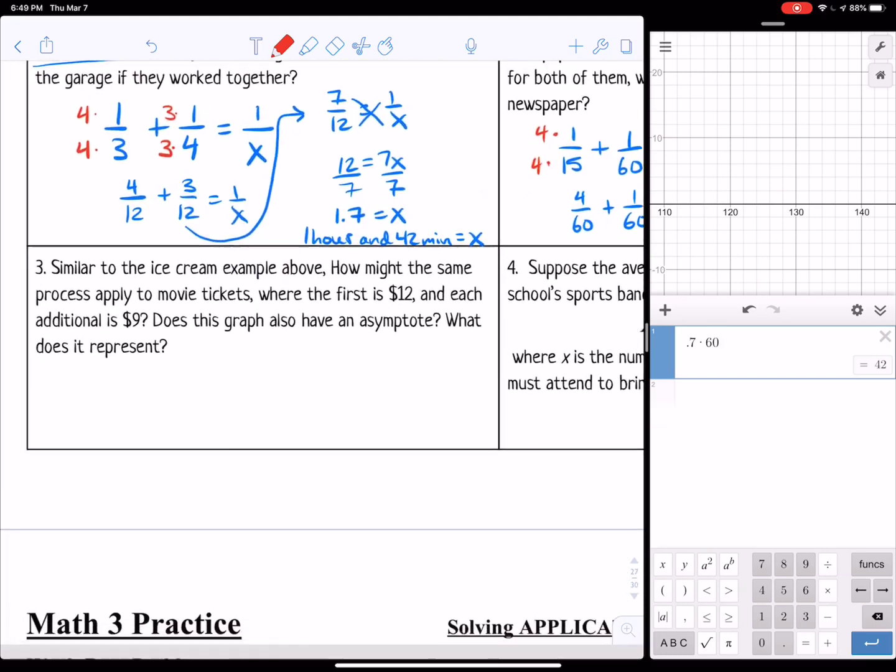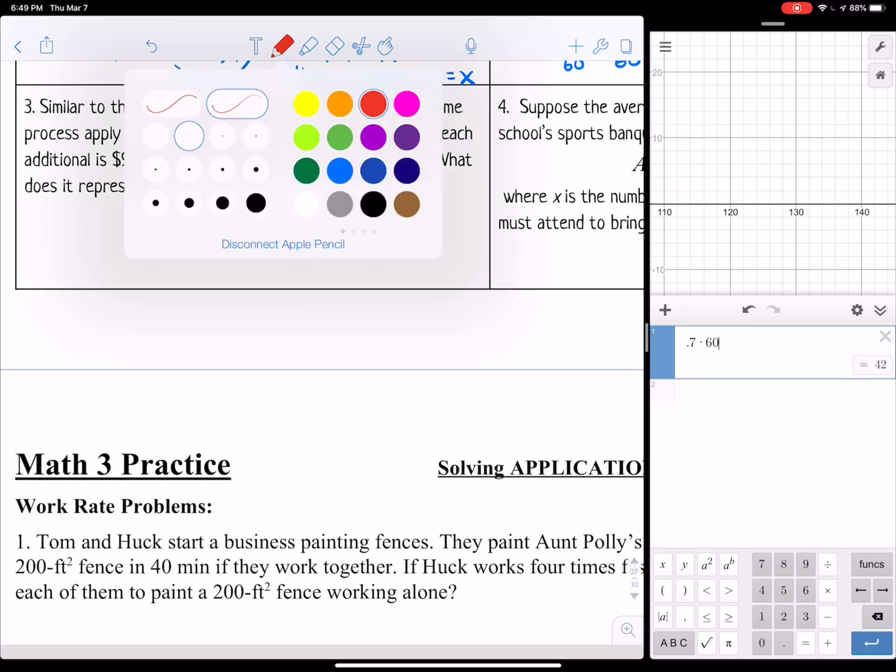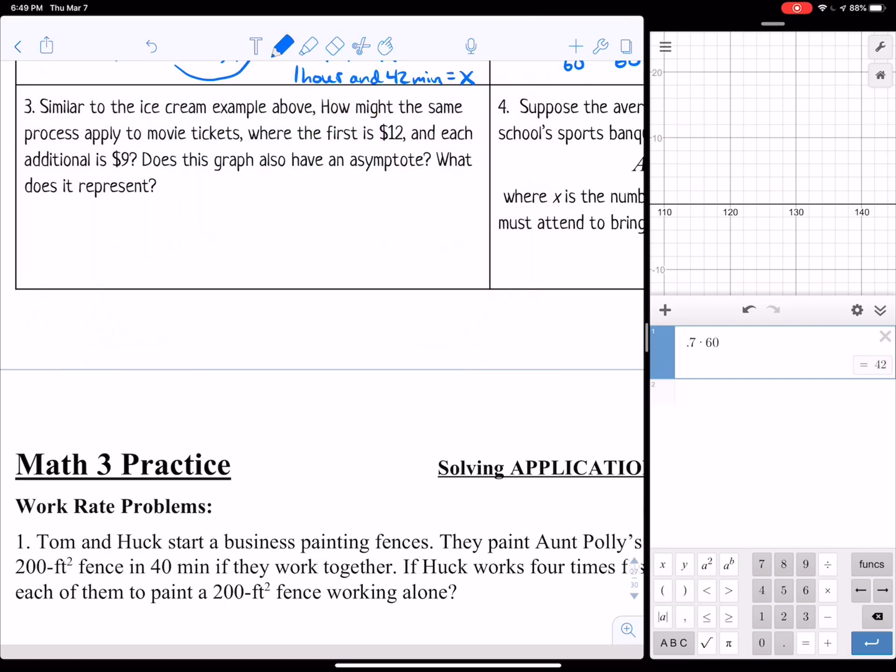So let's look at two more examples. Number 3 says, similar to the ice cream example above, how might the same process apply to movie tickets, where the first ticket is $12 and each additional ticket is $9? So it would be, I'm going to use T instead of X. So $9 per ticket plus the original ticket was $12. So the average cost per ticket would be $9 per ticket plus 12 divided by the number of tickets at $9. So does this graph also have an asymptote, and what does it represent?